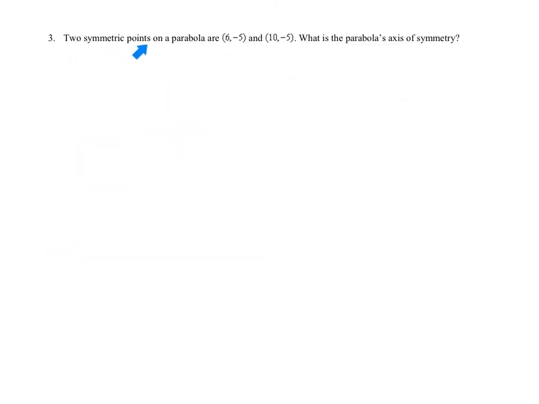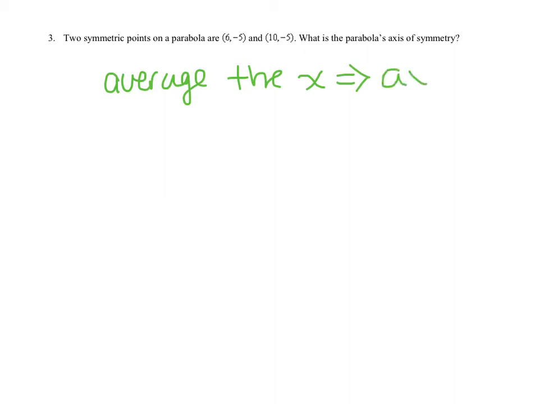Two symmetric points on a parabola are 6, -5 and 10, -5. What is the parabola's axis of symmetry? Remember, the axis of symmetry is the line that is perfectly in the middle of these two symmetric points. I know they're symmetric because their y values are the same. So if I want to find the exact middle of these two points, all I need to do is find the average of my x's. So average the x's, and that would be your axis of symmetry.